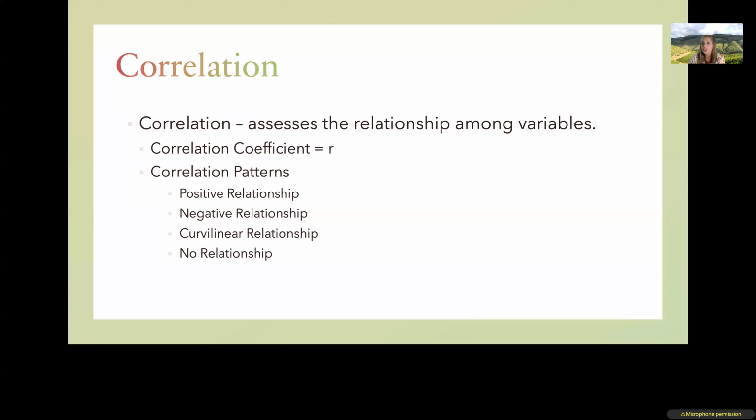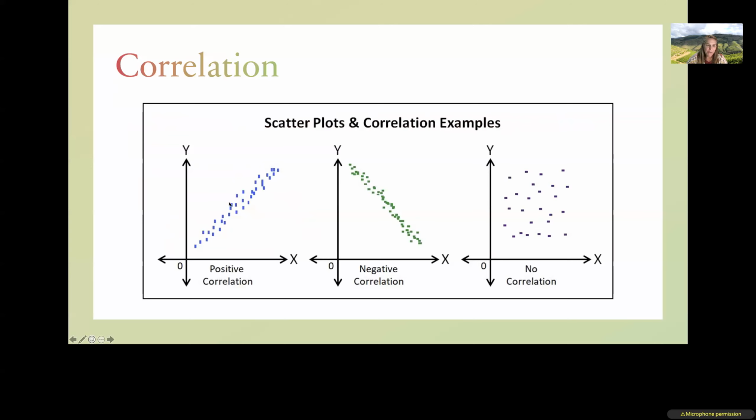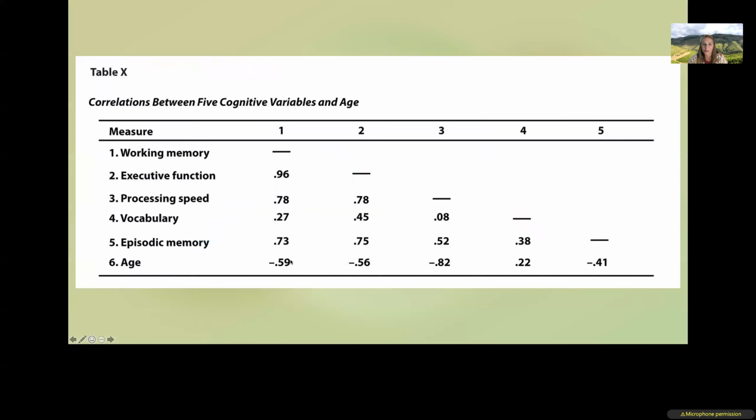And then we have no relationship whatsoever. The two things just are not related in any way, shape, or form. So we'll take a look at what these look like. Positive correlation, both are increasing at the same time. So your level of communication apprehension and shyness, those could be positively correlated. If you are very, very high on the apprehension, you're probably going to be high on shyness as well.